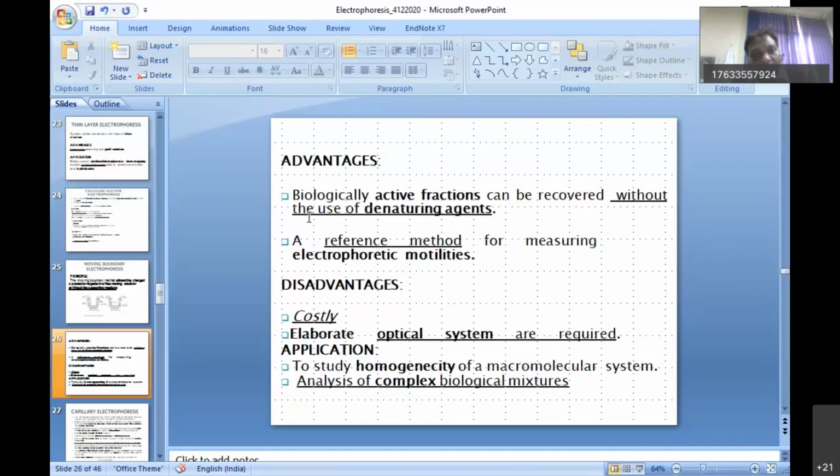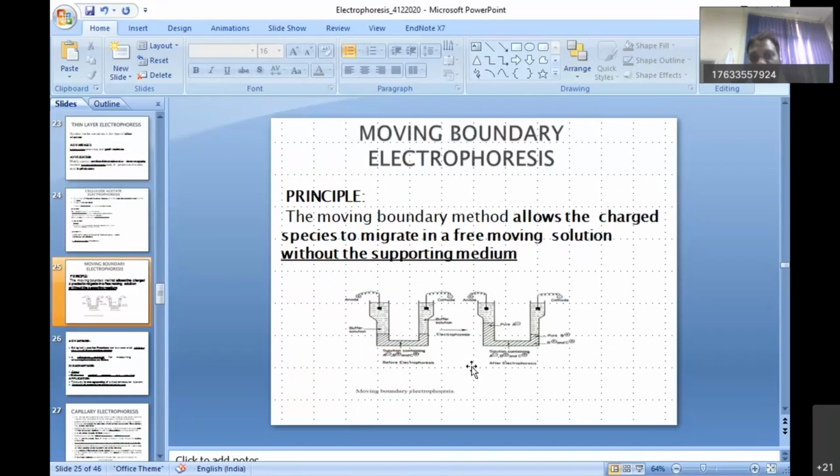The advantage of this is that the biologically active fraction can be recovered without the use of denaturing agents. It is the reference method of measuring electrophoretic mobilities, and the disadvantage is that it is very costly, and elaborate optical systems are required. The application is to study the homogeneity of the macromolecular system and analysis of complex biological mixtures, where you can use this moving boundary electrophoresis.